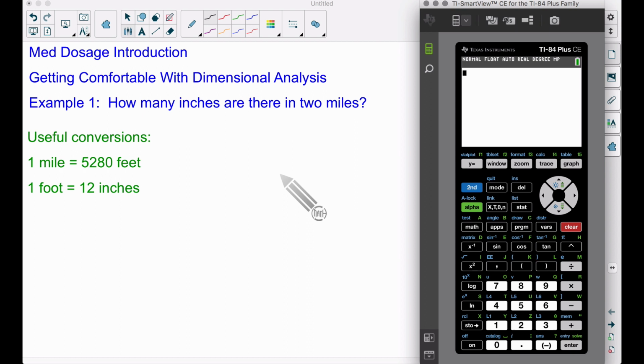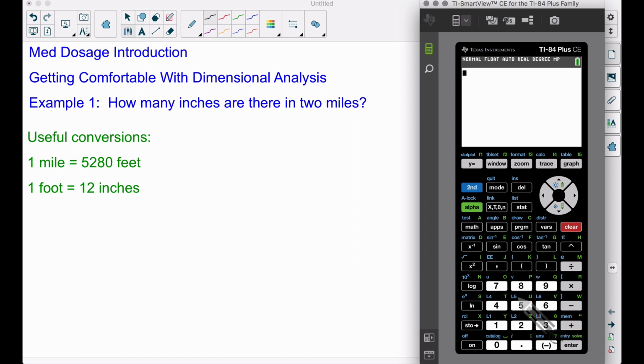The first example here asks us this: how many inches are there in 2 miles? Who cares? We're doing medical dosage problems, but I'm trying to get you comfortable with dimensional analysis. Now, before we jump into the dimensional analysis, some of you may be thinking, oh, I can do this without dimensional analysis, and that is right.